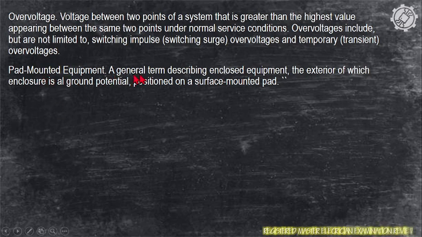Pad-mounted equipment: a general term describing enclosed equipment, the exterior of which enclosure is at ground potential, positioned on a surface-mounted pad. So meaning an equipment that has its own pad. Example of that is the pad-mounted transformer, yung mga power transformer na naka-elevate siya ng konti from the surface. So including on that pad is also the ground potential of our equipment.